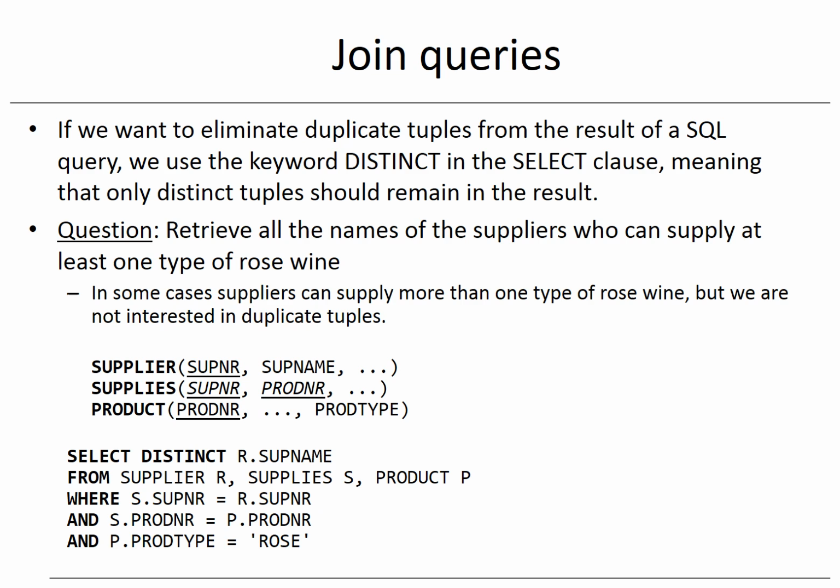In some cases, a supplier can supply more than one type of rosé wine and may thus pop up multiple times in the result. This can be avoided by using the distinct option as in the following query. Select distinct r.subname from supplier R, supplies S, product P, where s.subnumber equals r.subnumber and s.prodnumber equals p.prodnumber and p.prodtype equals rosé.